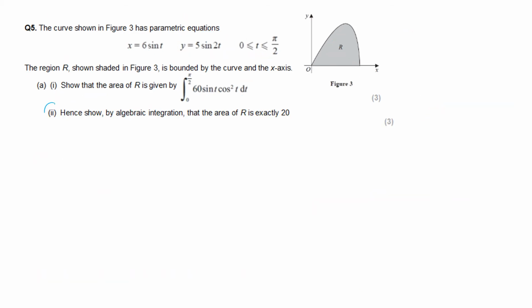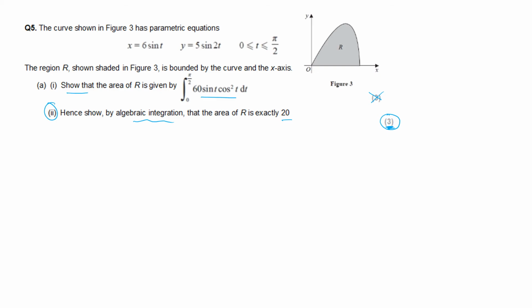In part 2, we're being asked to hence show the algebraic integration is exactly 20. Now, the exam board have done a show that question and given you what you've got to get in part 1. If you've not been able to get those marks, the exam board is not trying to annoy you, it's trying to give you an answer to work with to then go on and get another 3 marks. So don't give up on a question if you've not been able to get that answer. Use it. Your job is to maximize your marks in the exam.